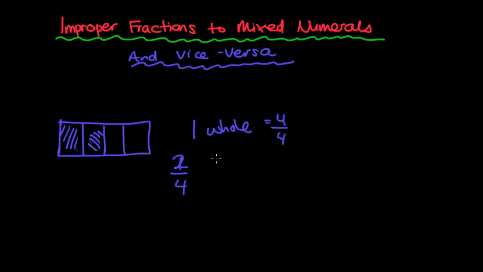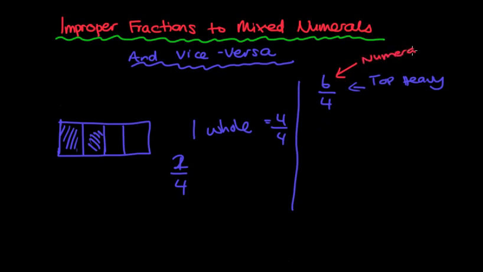Okay, so an improper fraction is where you might have something like this, 6 over 4, which is a top-heavy fraction. Hopefully you remember that the top part is called the numerator. The bottom part is called the denominator.